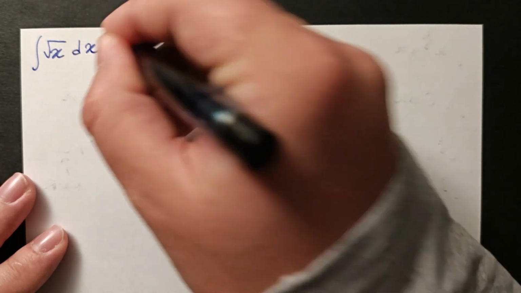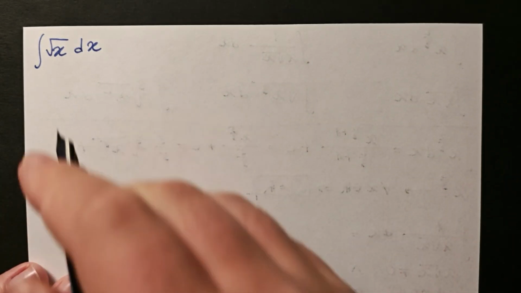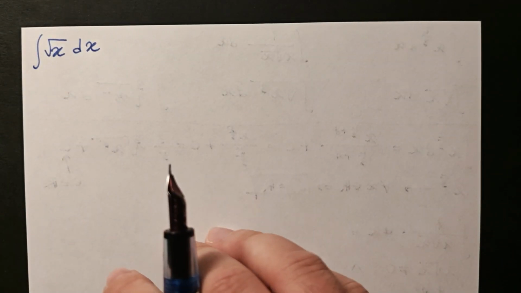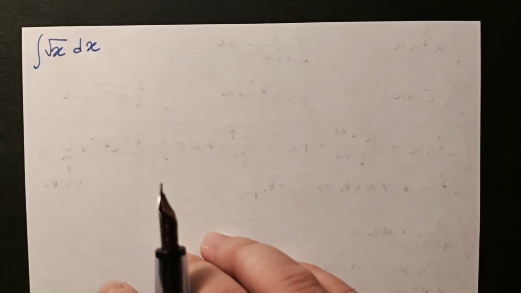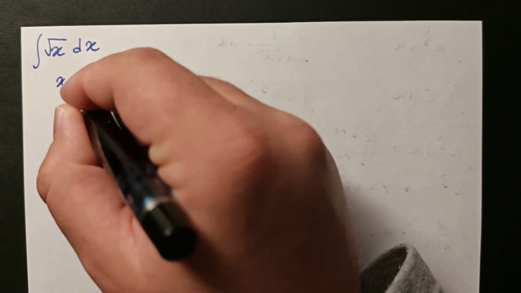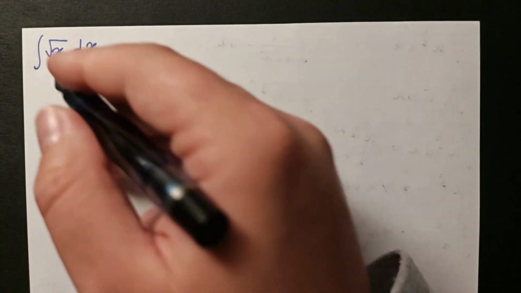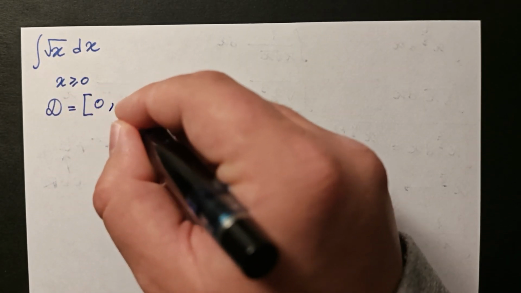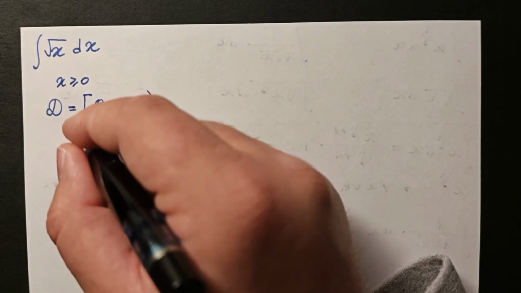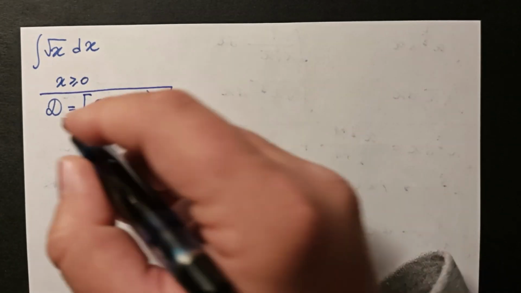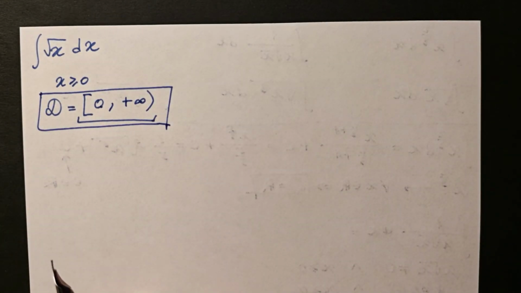Let's now solve the next integral on our list, the square root of x dx. For this integral to be well defined, a square root function which we have here in the integrand has to be well defined. And the square root function is well defined for x's which are larger or equal to 0. So the area in which this integral is defined is a set from 0 to positive infinity. Of course, this interval contains the number 0. So this is our area where the integral is defined.